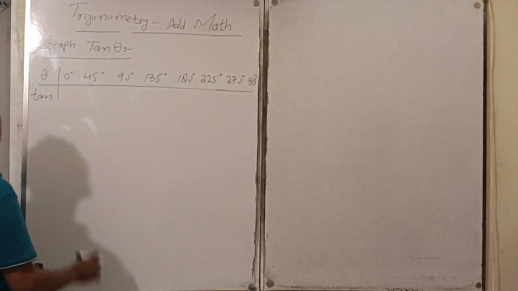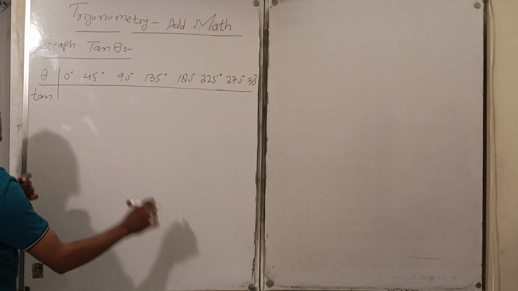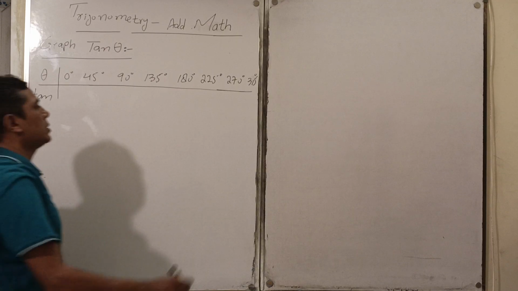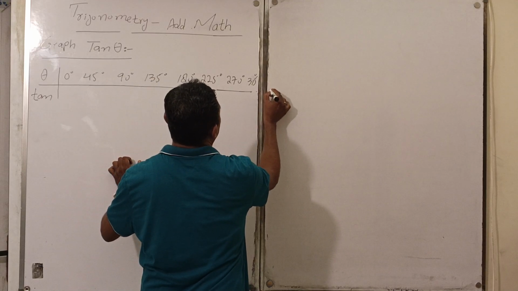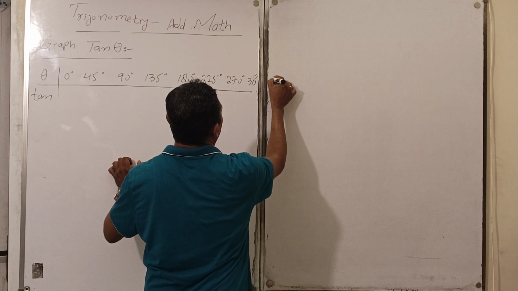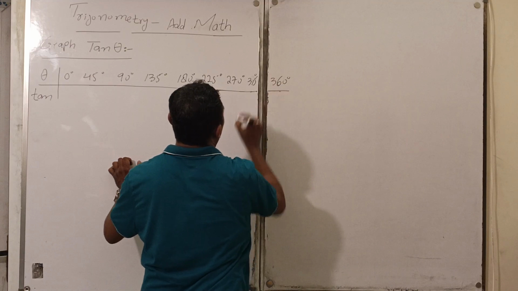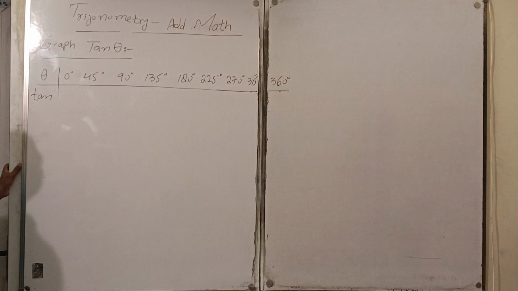Just put the value here, 0. We take values till 360 degrees, you can move till 360 degrees. Mark 360 as well, because I don't have the place here. That's why it is 360 degrees, right? Look, he has given me the answer.